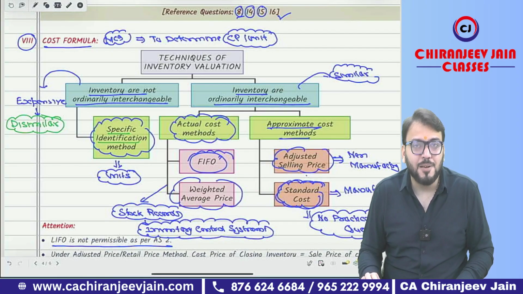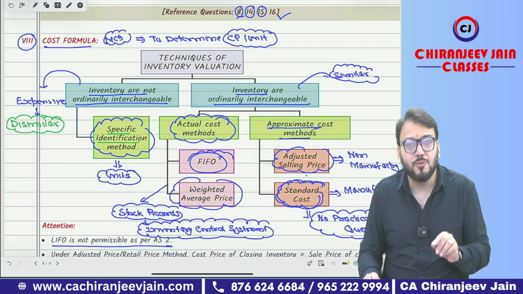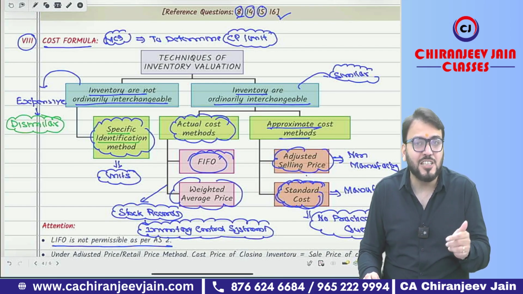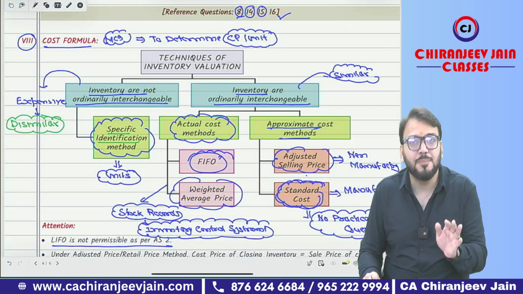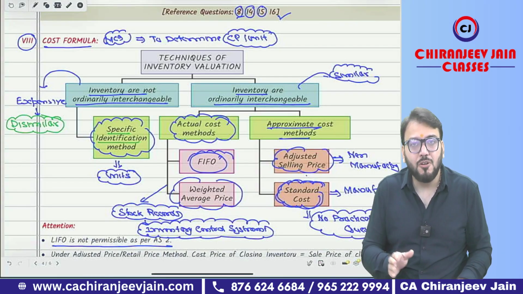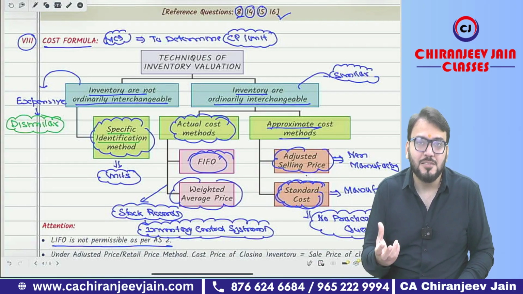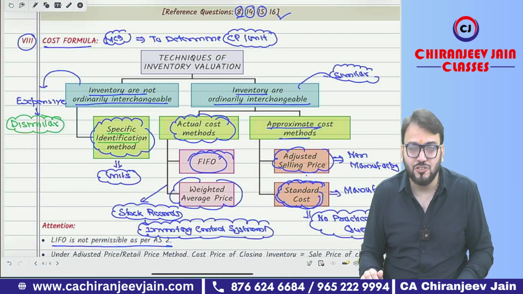Now, adjusted selling price method, how to find out the cost price of closing stock? First, we need to find out sale price of closing stock. That is nothing but number of units of closing stock multiplied by sale price per unit. From that, we'll deduct profit margin. The difference will be cost price of closing stock. However, we have done two questions based on that.